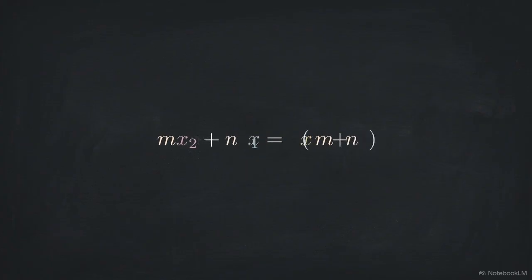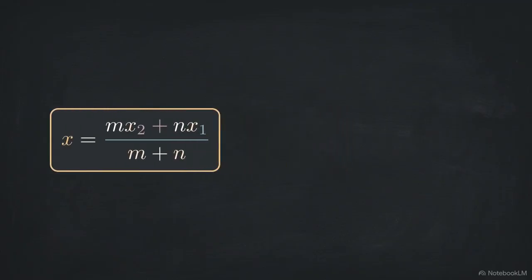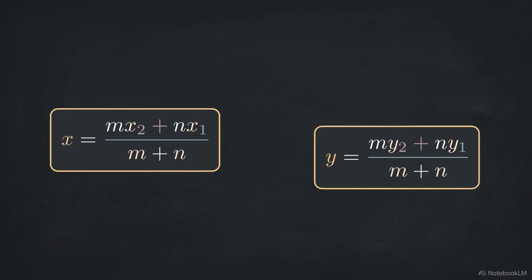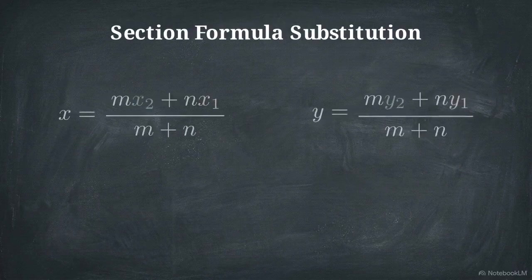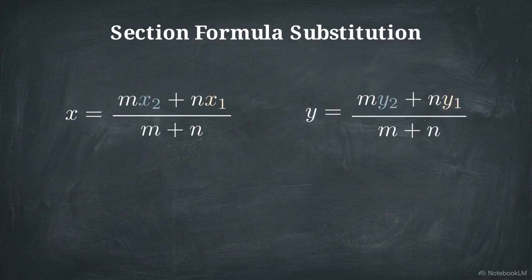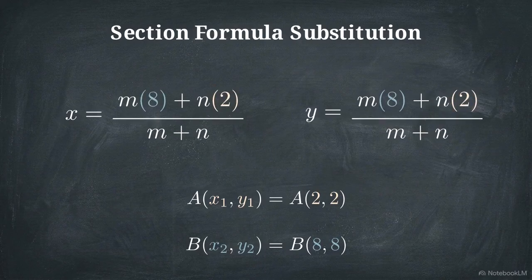x equals (m times x2 plus n times x1) divided by (m plus n). Repeating this for the y-coordinate yields the corresponding formula for y. This pair of equations is the section formula. The symmetrical x and y formulas demonstrate how coordinates scale identically. Using our earlier example of points A at (2, 2) and B at (8, 8), you substitute these values directly into the variables to find the exact location of point P.